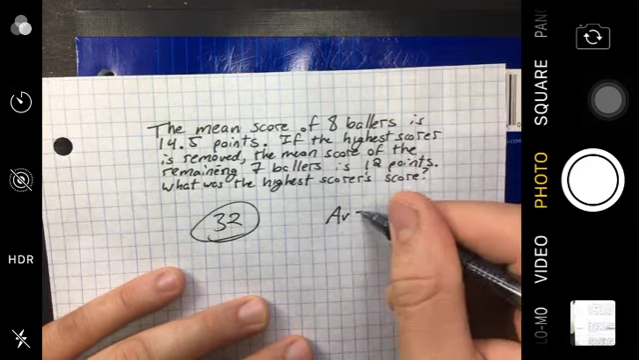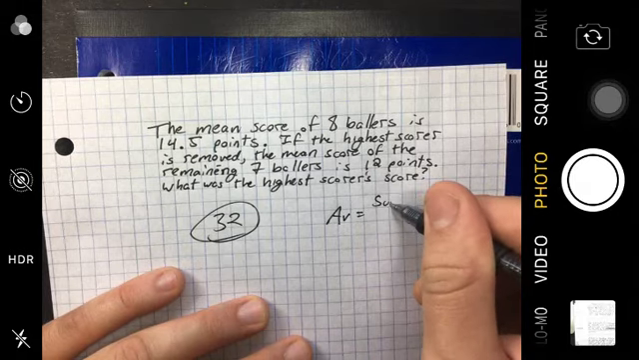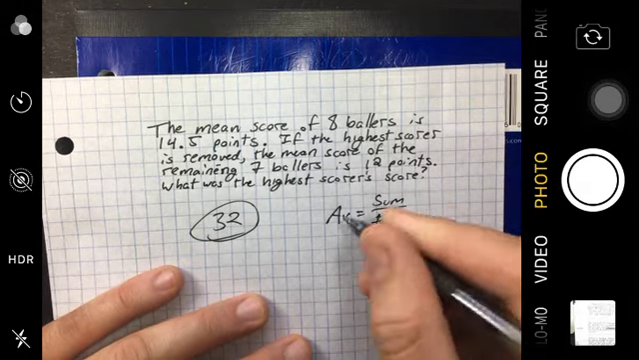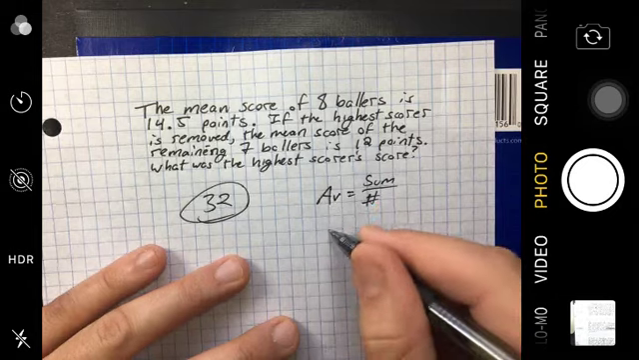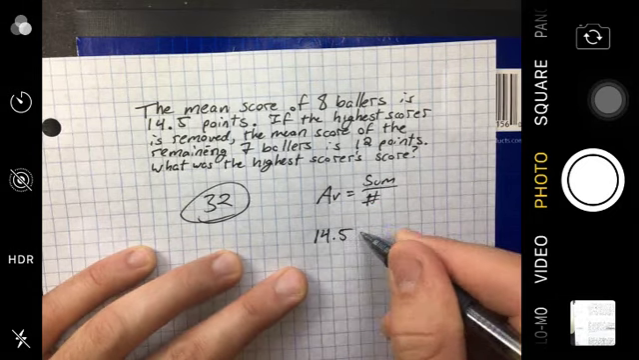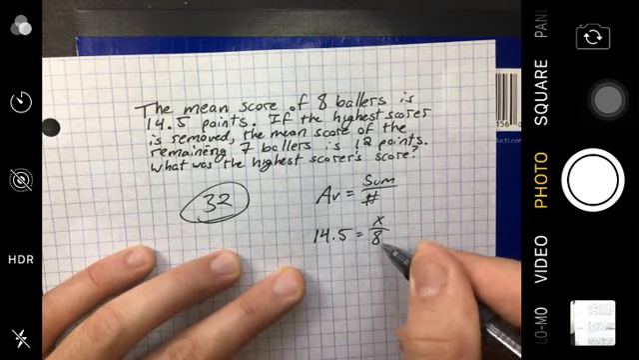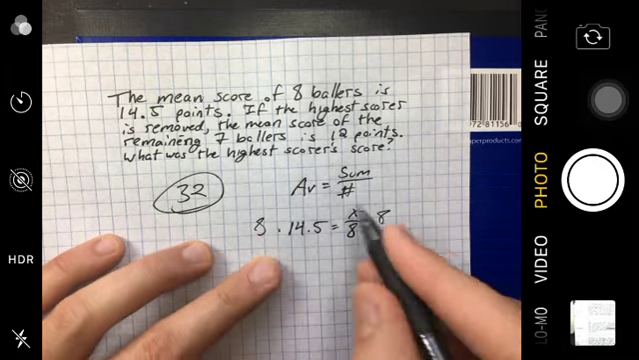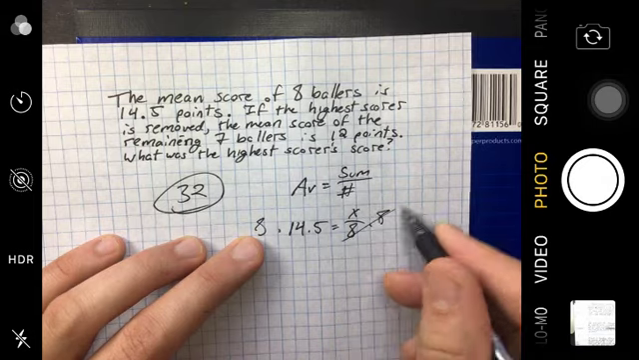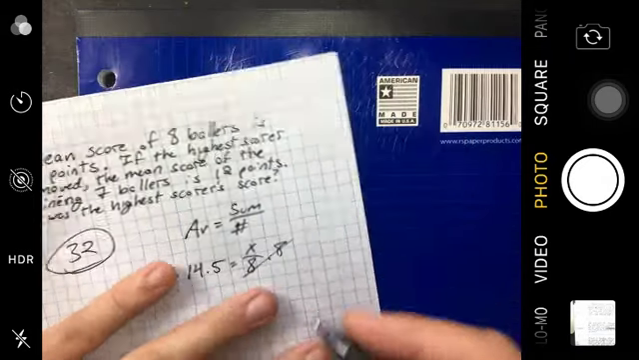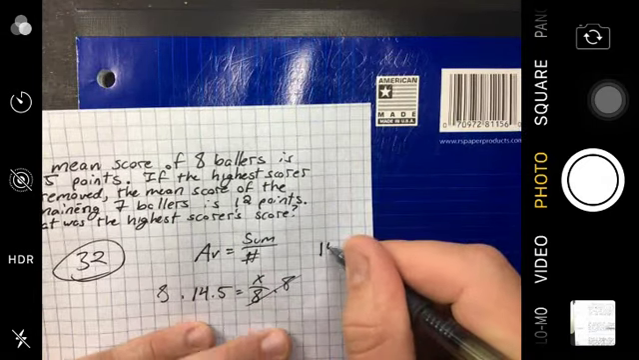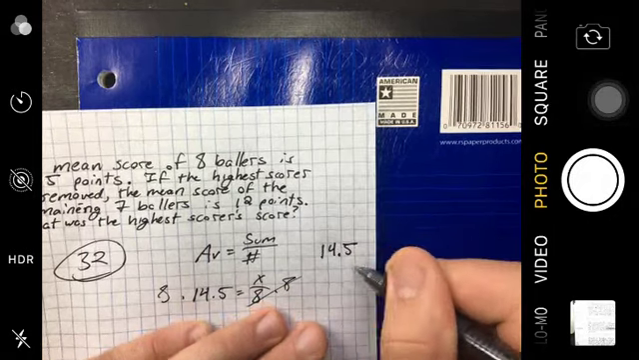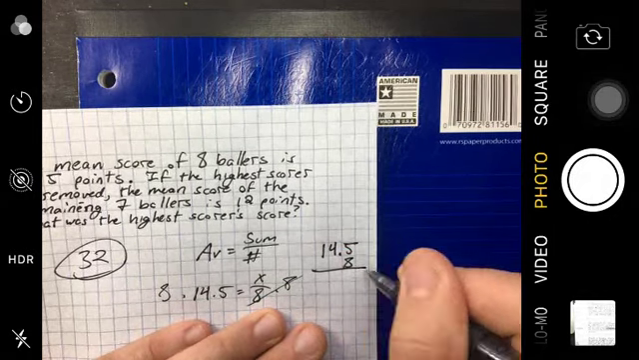Okay, so the average is going to be the sum over the numbers. Always write it down. So our average is 14.5. We don't know the sum, but we know that there's 8 dudes. So we got to do some multiplication because the opposite of dividing by 8 is timesing 8. That cancels out. So here we go. Second chance at redemption for Tyler for doing multiplication. I do know my times tables.